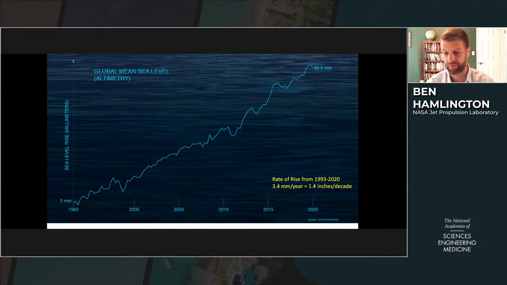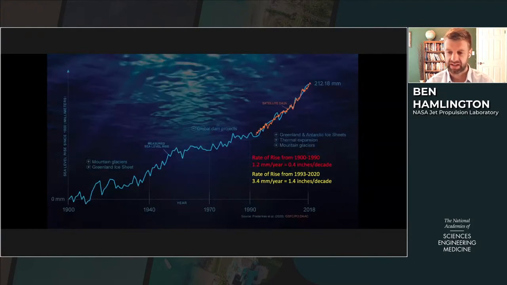That rate of rise is about 3.4 millimeters per year, or to put it in terms of inches, about 1.4 inches per decade. There have been studies that have pulled out an acceleration of this. So the rate at the beginning of the altimeter record in the first half is smaller than the rate in the second half. So there is an acceleration that's occurring in part of this record. But again, from the altimeter, we have very good measurements of global mean sea level. We know very accurately and precisely how much sea level is rising during this time period.